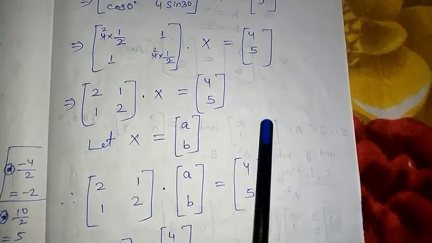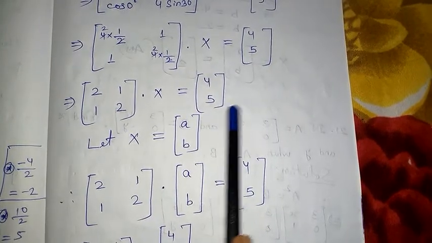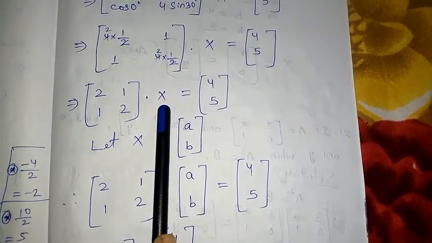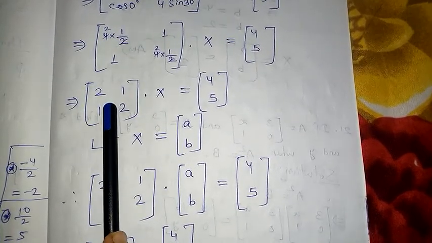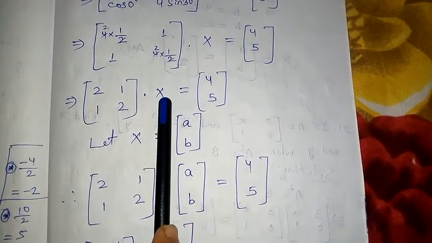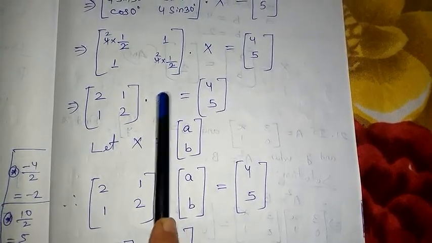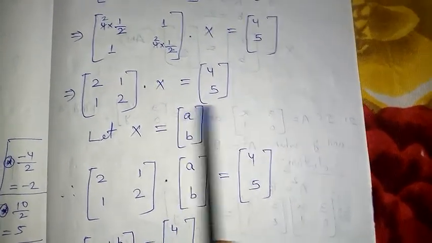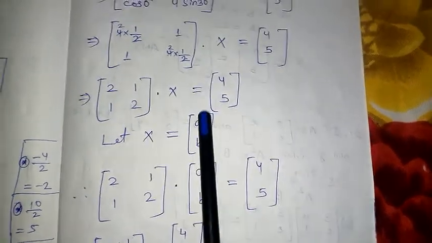Let X equal to [A B; C D]. But there is 2 into 2 size here and there is 2 into 1 size here. Definitely this X also will be 2 into 1 size, because 2 into 2 size into 2 into 1 size equals 2 into 1 size. So this is 2 into 1 size. That means 2 rows, 1 column. So I wrote X as [A B].